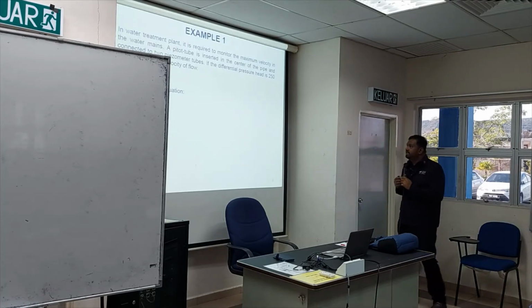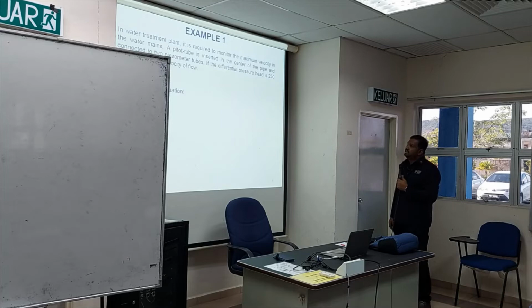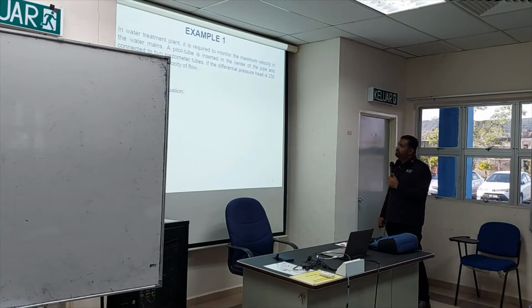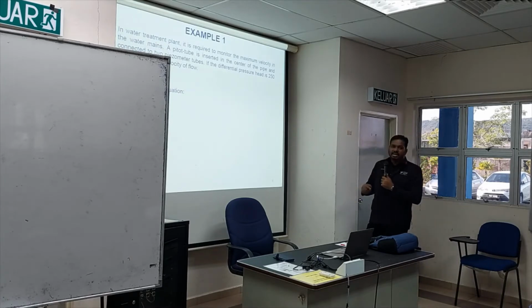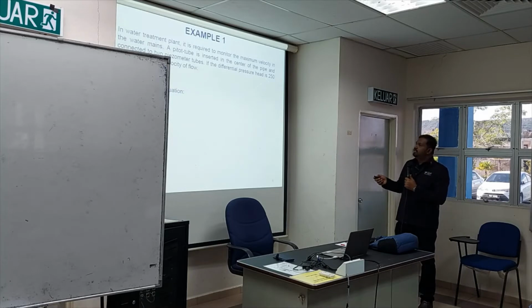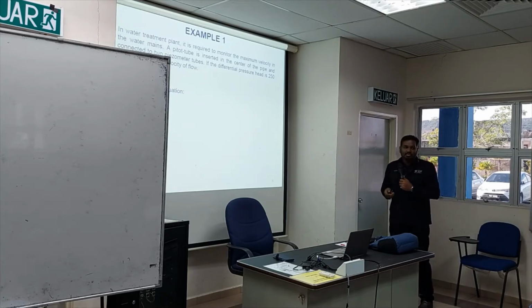Okay, so try this question. In a water treatment plant, it is required to monitor the maximum velocity in the water mains. A pitot tube is inserted in the center of the pipe and connected to 2 piezometer tubes. Okay, like just now, there are 2 piezometer tubes. If the differential pressure head is 250 mm, estimate the velocity of the flow.